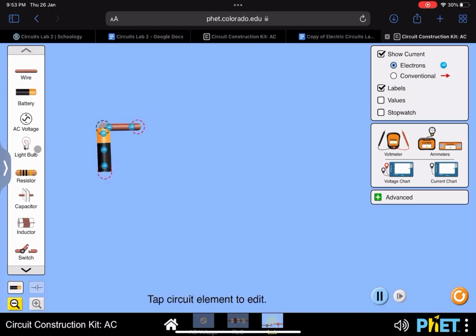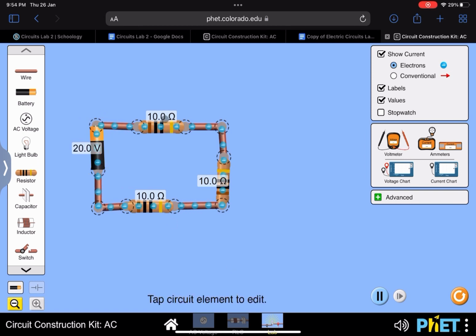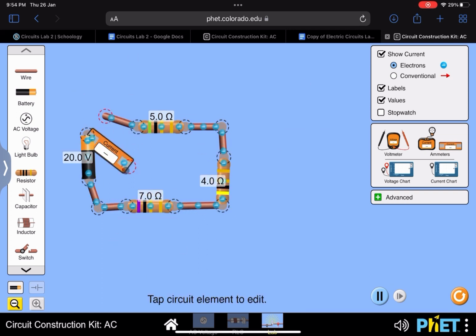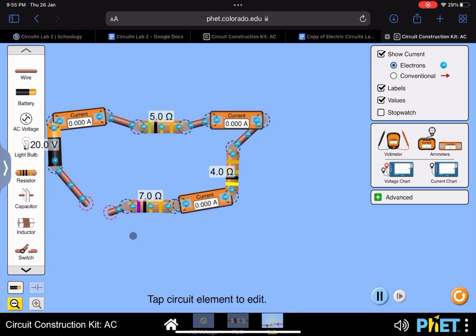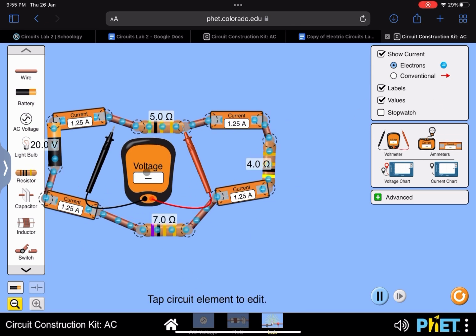Now in the simulator, we start by adding a battery with 20 volts. We add wires and resistors, adding the individual values for the resistors. And after that, we use the amp meter to make sure the same amount of amps are passing by throughout the whole entire circuit, as well as we use a voltmeter to make sure that the amount of volts created by each resistor is correct.